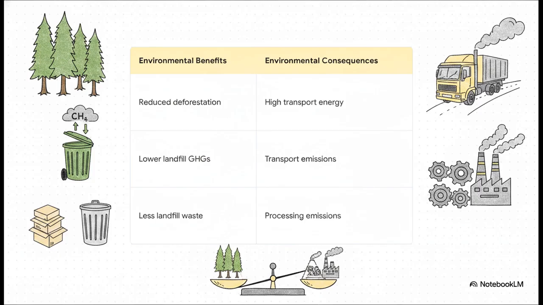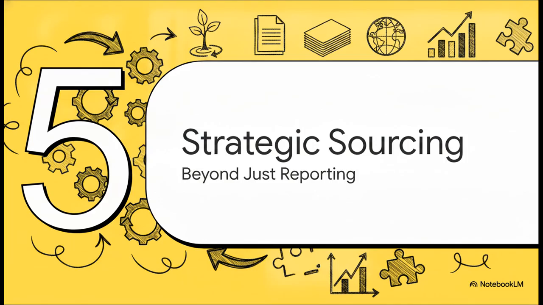Companies are legally required to evaluate this exact trade-off. They have to run the math to prove they aren't inadvertently causing more environmental harm through heavy transportation and chemical processing than they're saving by avoiding virgin wood. It's a tricky balance. Section 5. Strategic sourcing and LCA integration beyond just reporting.